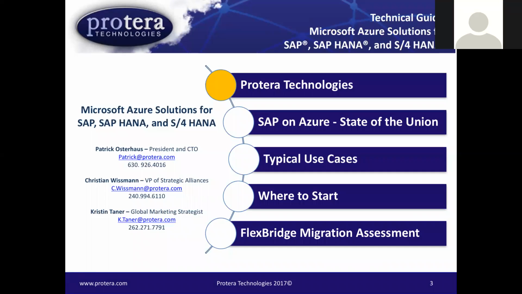In the agenda here today, we're going to go through just a brief overview of Protera Technologies. We're going to go through the latest news on SAP on Azure, as we say, the State of the Union. And then we'll also look through typical use cases, where to start, and we'll also introduce our FlexBridge migration assessment, which is a tool that we can help you with your journey to the cloud and moving to Azure for your HANA systems.